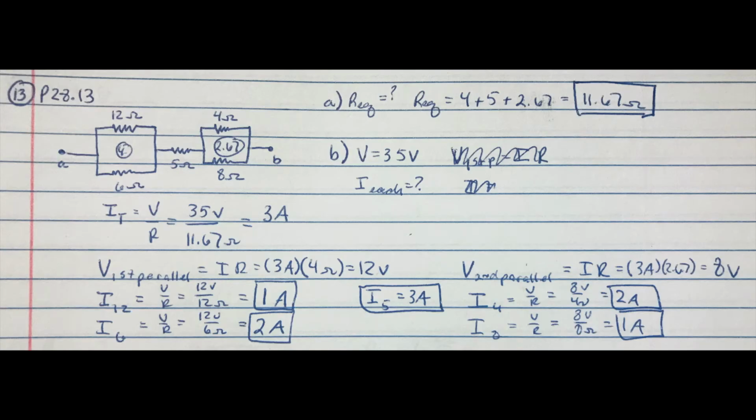In problem number 13, you have essentially what is a series circuit. The 5 ohm resistor in the middle makes it a series circuit. Then you have a little parallel with the 12 and 6 that you can combine with the inverse equation to get a 4. A little parallel with the 4 and the 8, which you can combine to get a 2.67, and then those three resistors, the 4, the 5, and the 2.67, in series combine to get the equivalent resistance of 11.67 ohms.